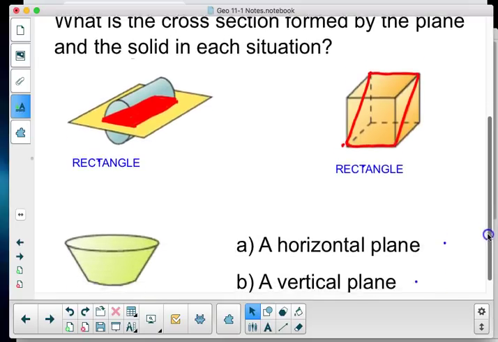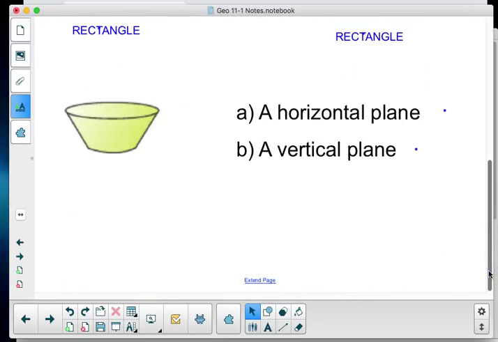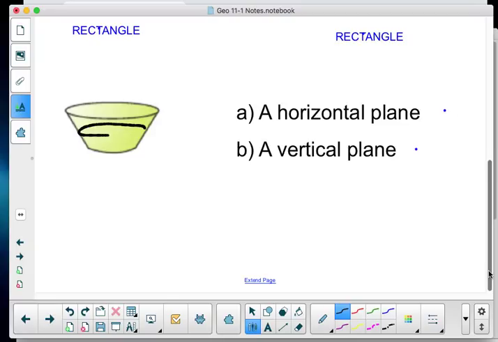Now we've got a couple here that I want you to try, or at least one that I want you to think about. You're looking at a truncated cone. It's kind of an interesting shape, but I want you to think about what the horizontal plane would look like. A horizontal plane is a plane that comes through like this. So we're going to be looking at something like that. And if I tilt it up and look at it from the top instead of from the side the way we are, that would be a circle.